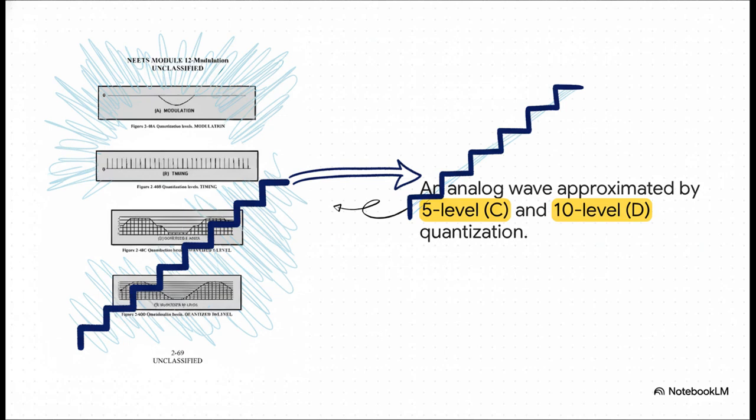And this slide just shows that process beautifully. That smooth original wave is being forced into this stair-step shape. In view C, it's only using 5 levels, so it's a kind of clunky approximation. But look at view D. It's using 10 levels, and you can see it's a much closer fit. The takeaway is simple. More steps means better quality sound.